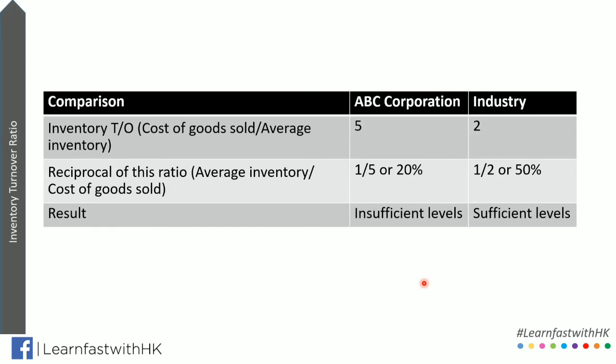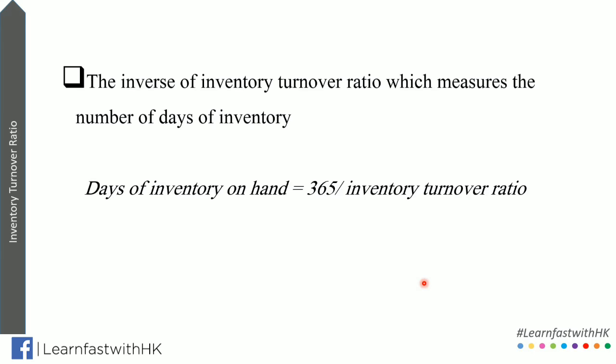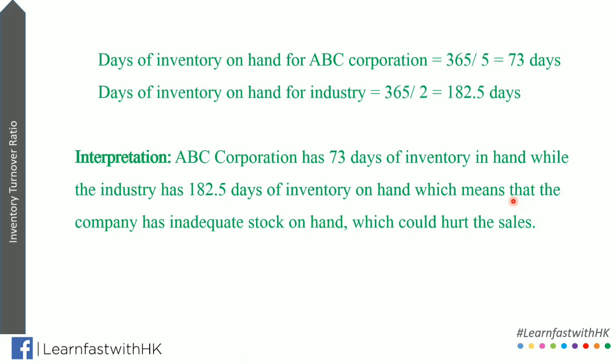Now let's move on to understand the days of inventory on hand. The formula for it is 365, which is the number of days in a year, divided by the inventory turnover ratio. The days of inventory for ABC is 73 days, while for the industry it's 182.5 days.